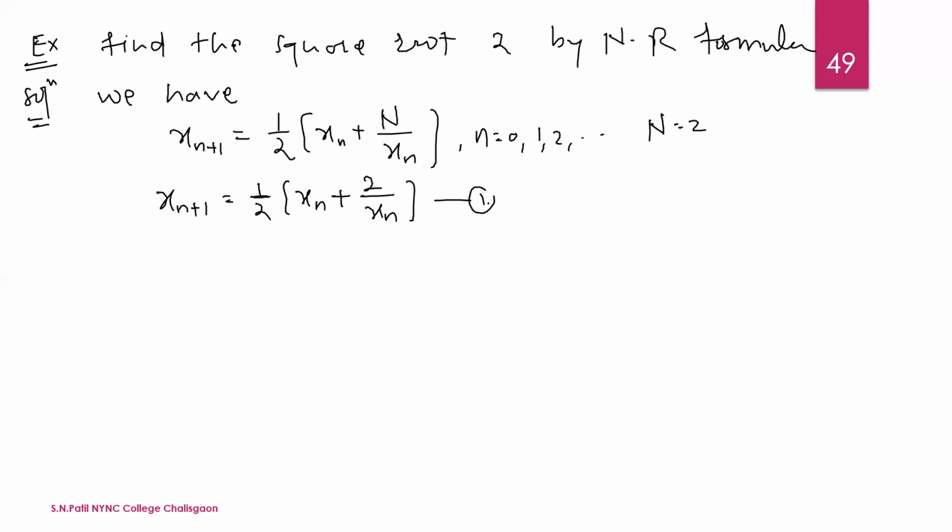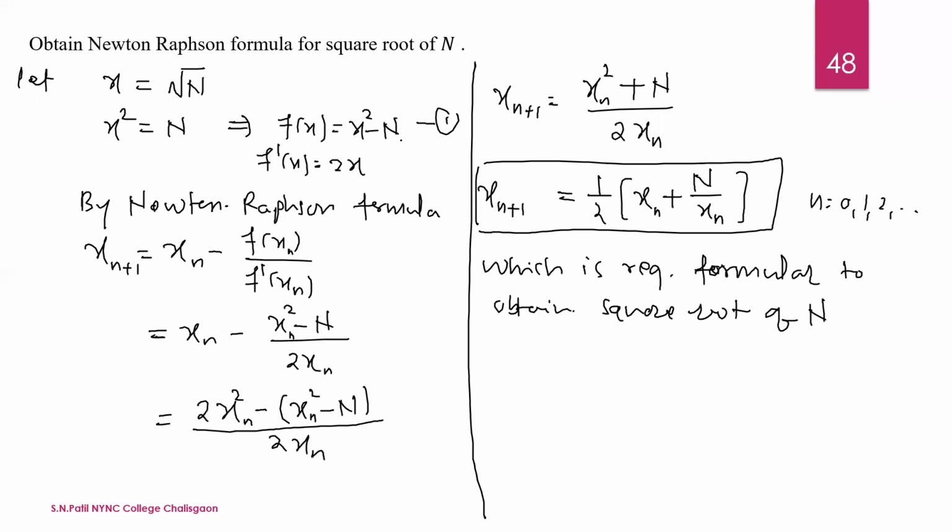Now here the question is selecting the approximate value x naught. Okay, so first we identify the interval. To identify the interval, we must have the f of x. You see, the equation is x is root of 2. Now squaring both sides, that is x square is equal to 2. That is f of x is equal to x square minus 2. This is the function, this is the equation.